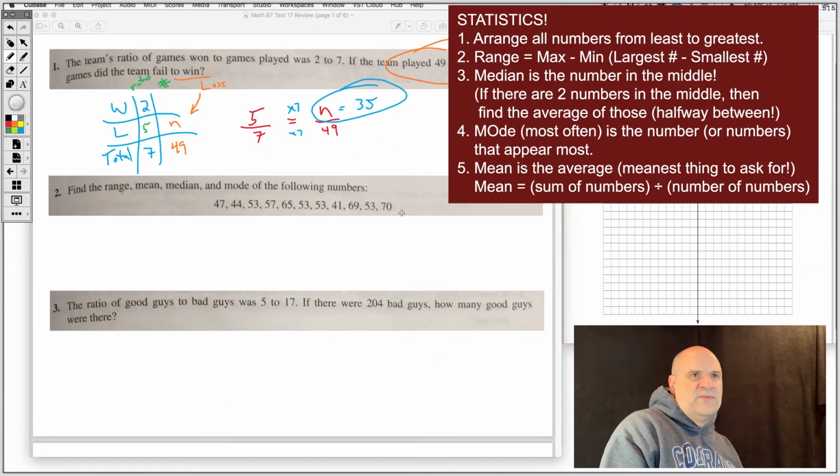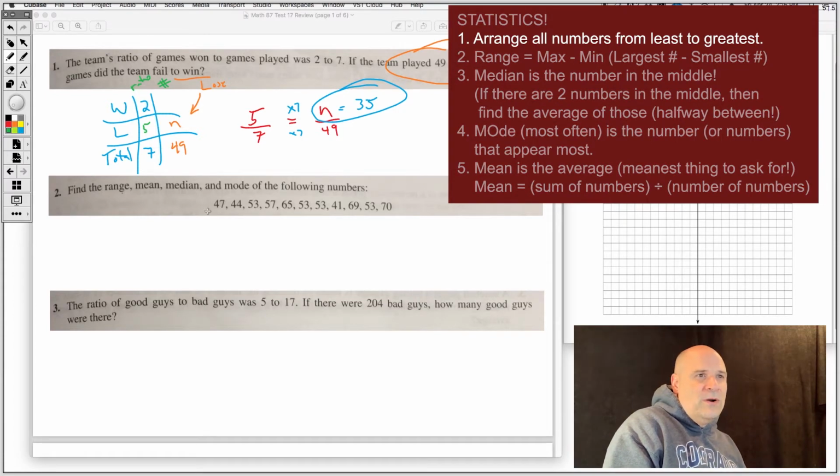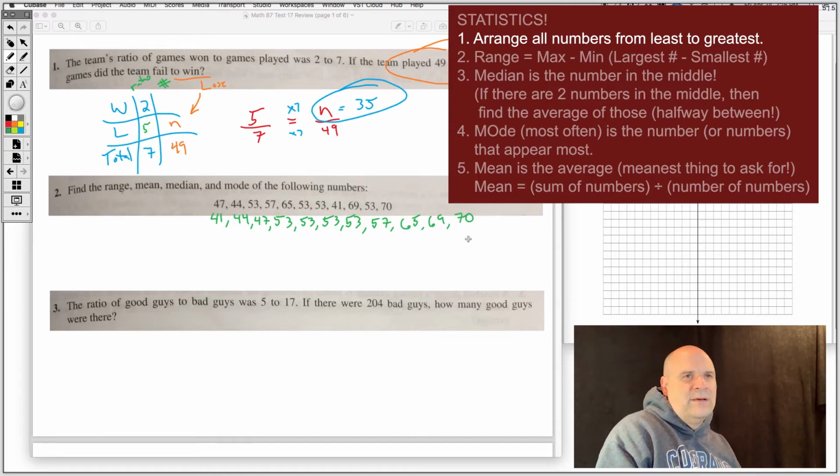Okay, so let's do the easy ones first. First, before we do that, we gotta put everything in order. So let's reorder this. So what's the smallest number here? Looks like 41, and then it goes to 44, and then it goes to 47, and then it goes to 53, and it looks like 4 53s. And then it looks like 57, and then a 65, 69, and 70.